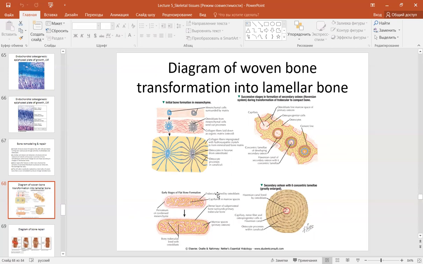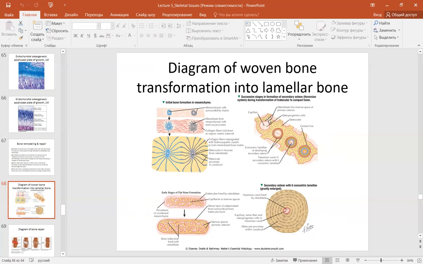This is the early stages of the flat bone formation with the trabecula and periosteum of condensed mesenchyma, periosteum covering the condensed mesenchyma. This is the formation of the successive stages in the formation of secondary osteon and Haversian system during transformation of trabecular bone to compact bone.